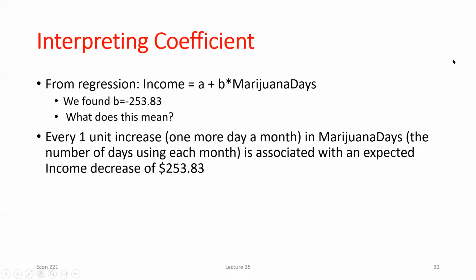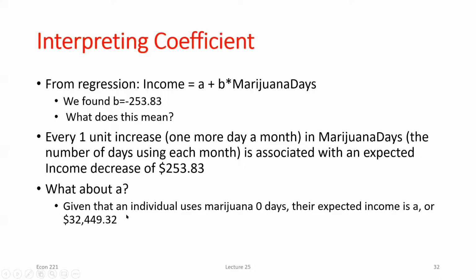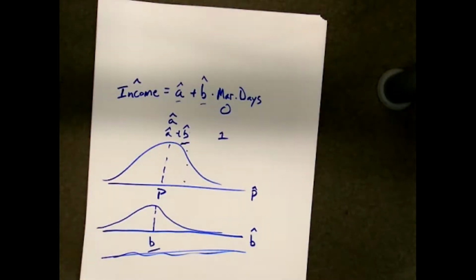How would I interpret the intercept? We can always interpret it, but it won't always be usable. I'll give you an example after this that will show you why sometimes the intercept will have a really weird interpretation. The intercept is basically the predicted value for Y, in this case the predicted value for income, if our X variable is equal to 0, or if the number of days someone uses marijuana each month is 0.